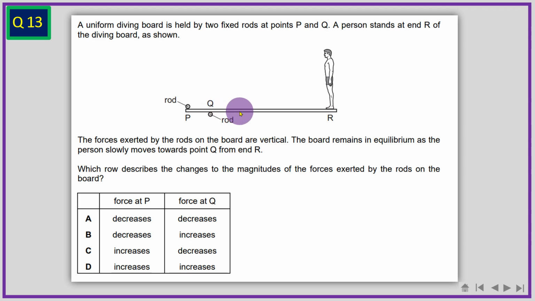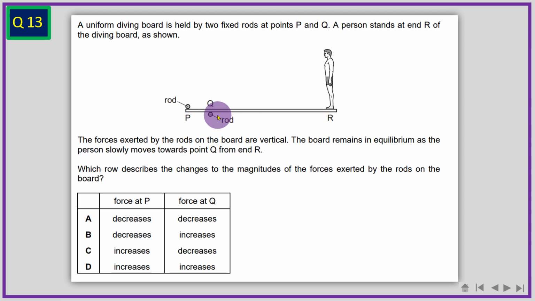And since the moment due to the weight of this person reduces continuously as the person walks towards point Q, and we know why it is reducing, then the moment due to the force at point P must also reduce. So in order for that moment to reduce, it is the force which will reduce, because this distance is not changing. So this force must become smaller and smaller as this person walks towards point Q.